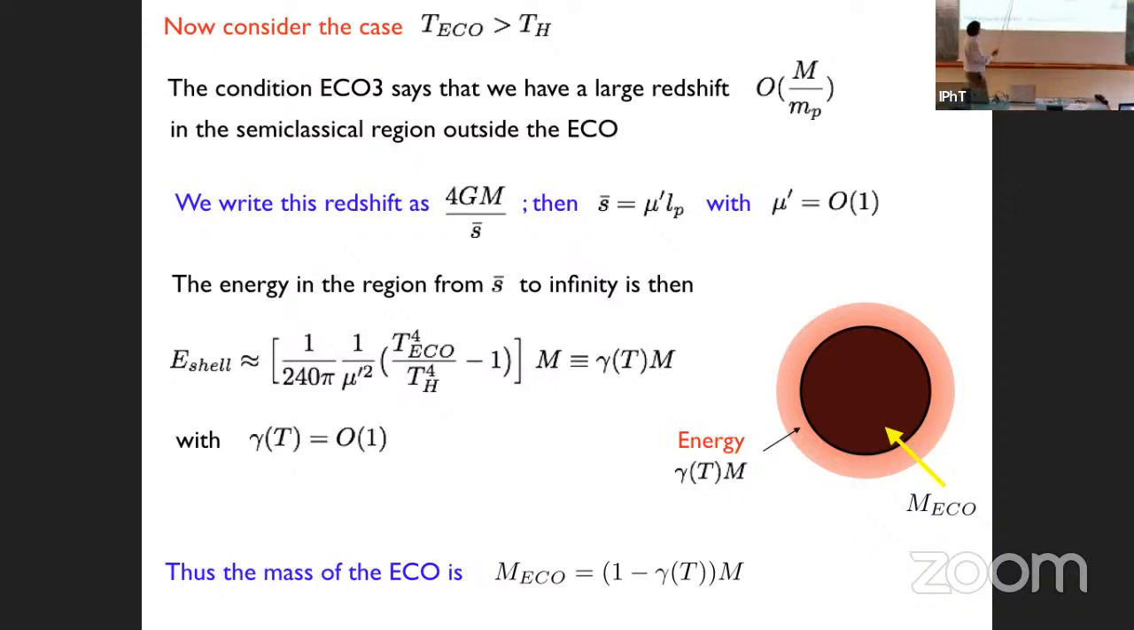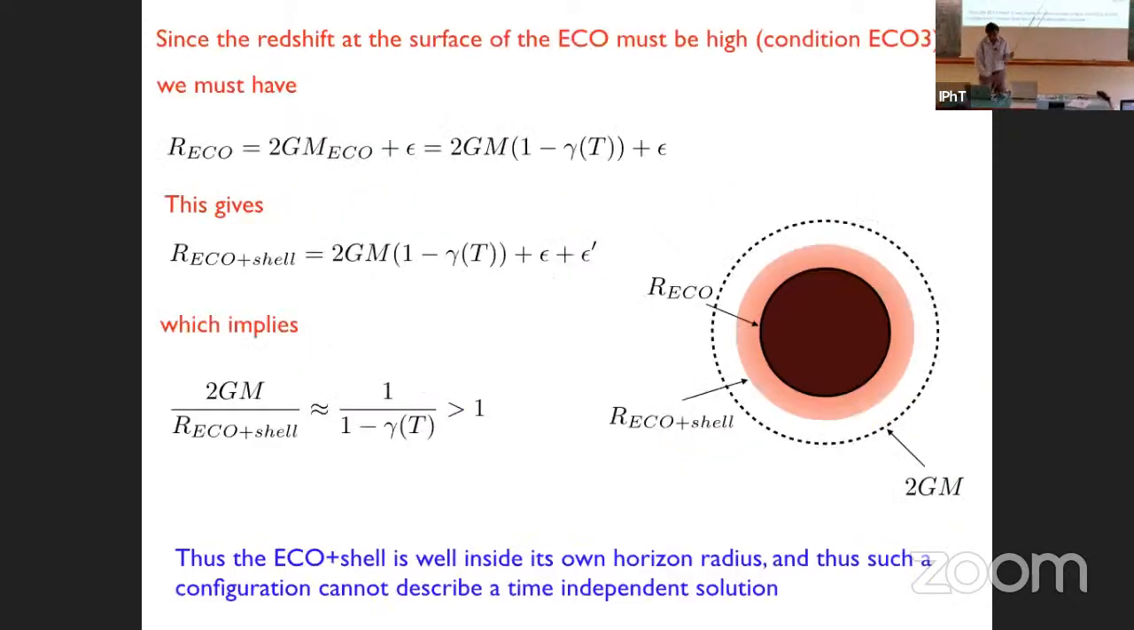So now the energy of the shell is some gamma of T, with gamma of order one, but with a plus sign here. And so the mass of the ECO is one minus gamma M. So this guy's mass is not M, but one minus gamma M. And we have a problem with that as well, because with one minus gamma M, you have to ask, what radius are we at? Now, what we wanted as one of the conditions of the ECO was that the redshift should be very high at the surface here.